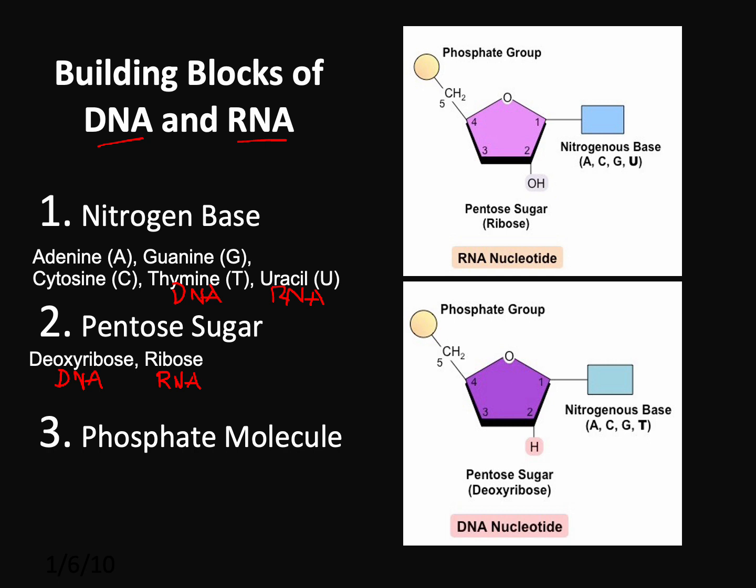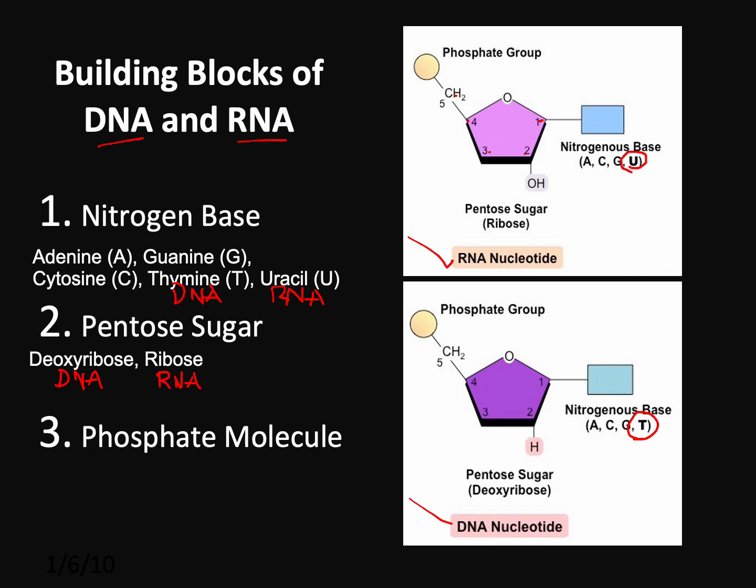Let's see what these differences look like on this image. So you see the nitrogenous bases for RNA. We have uracil here, so we know that's RNA. The nitrogenous bases for DNA, we have thymine, so we know this must be a DNA nucleotide. Now take a look at this pentose sugar. It has 1, 2, 3, 4, 5 carbons. That's why it's called a pentose sugar.